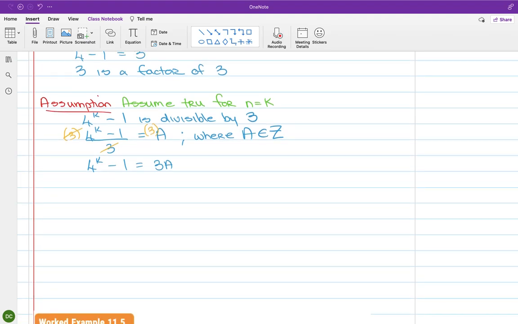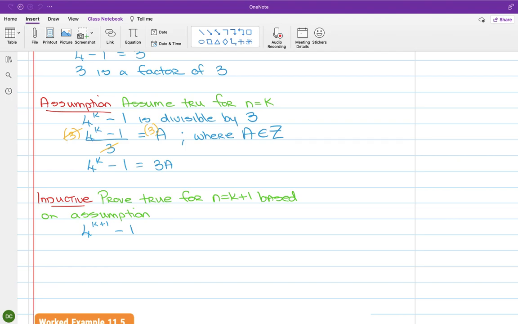Okay. Then we have the inductive step. So that is to prove that the statement is true for n equal to k plus 1 based on the assumption that we made in the previous step. Like we did with the series ones, we're going to make use of the assumption in this bit of the proof. So 4 to the k minus 1 becomes 4 to the k plus 1 minus 1.